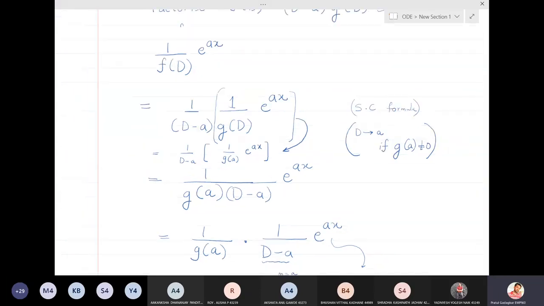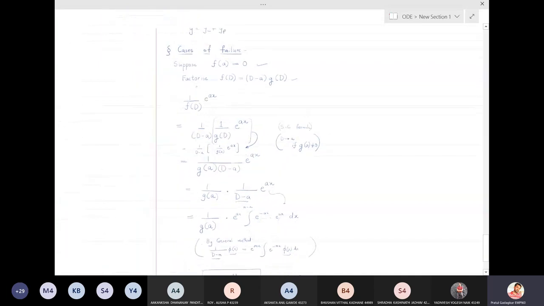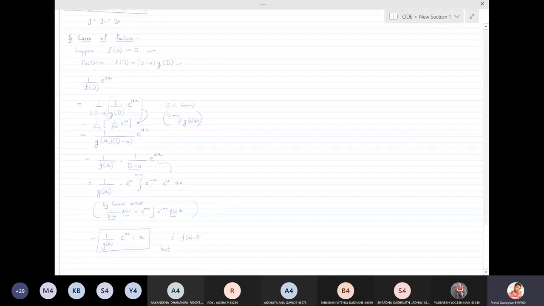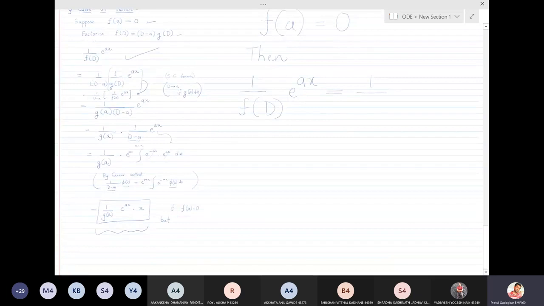Now what is the meaning of this entire calculation? Is it very difficult for us to understand? What is the conclusion of this entire thing? That if f of a is equal to 0, then 1 upon f(D) e power ax is equal to, sorry, 1 upon g(a) e power ax into x. This form is provided g(a) is not equal to 0. Okay, so this is the conclusion of my entire step.